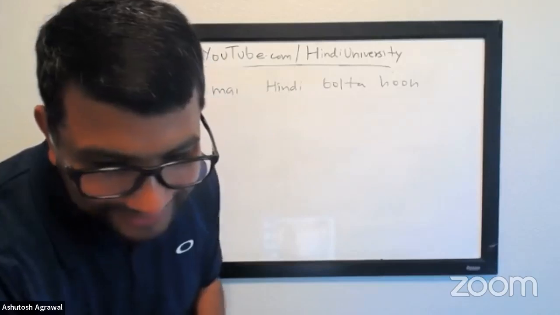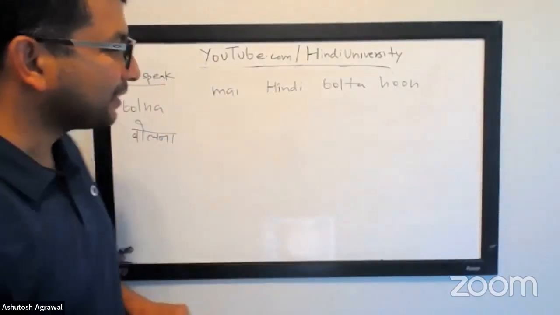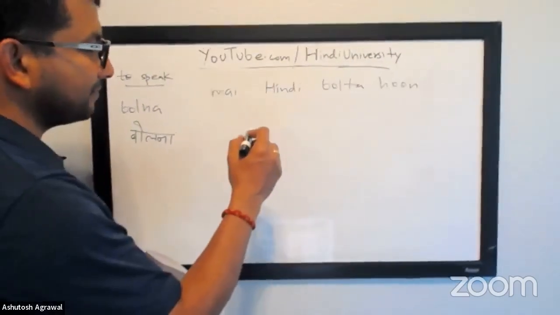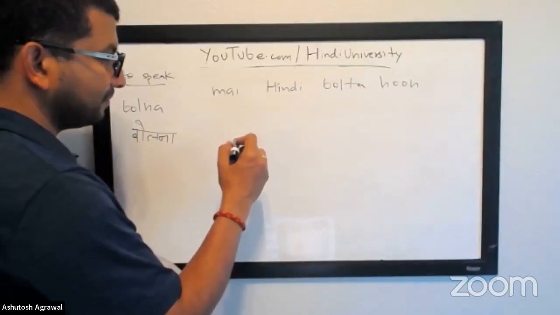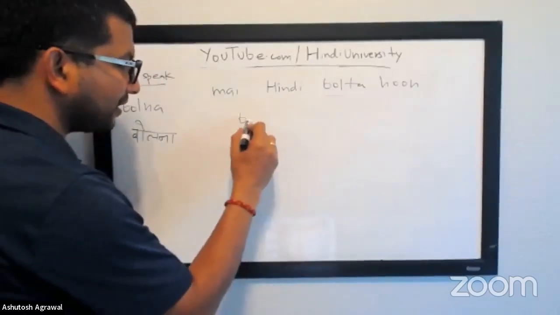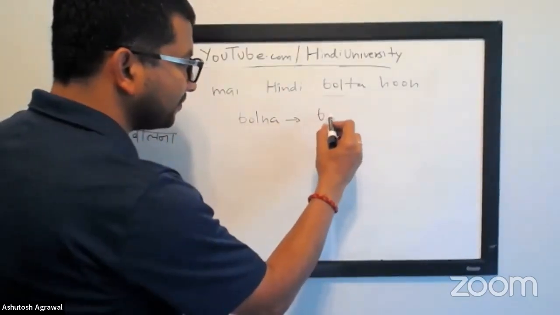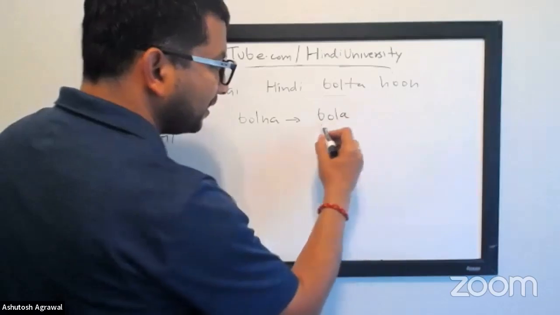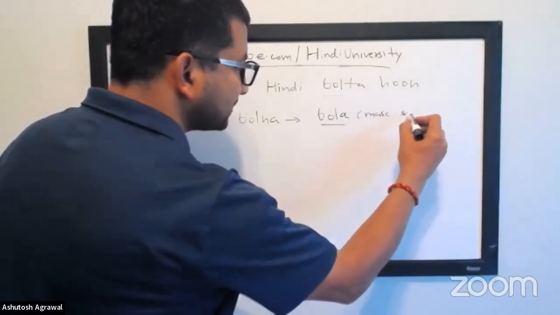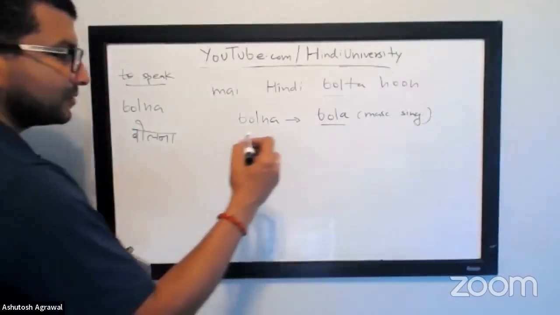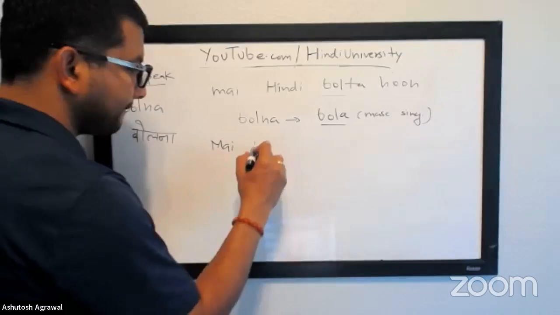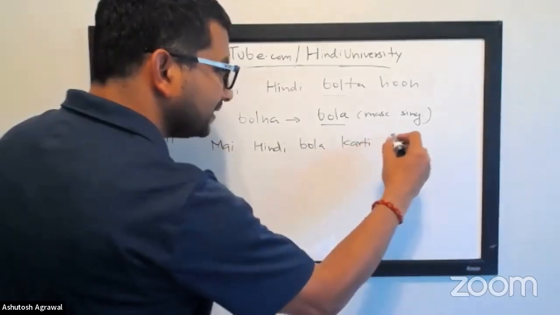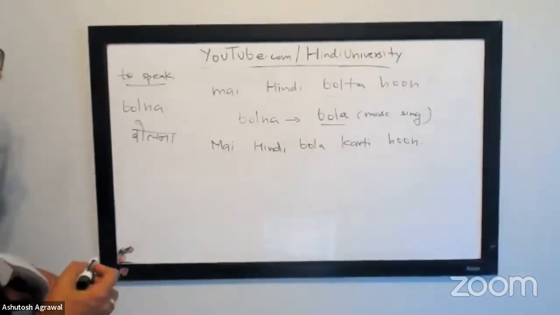Okay, you want to try it out? I know it's hard, but what you have to do is take the verb. So the verb is बोलना. In the past it would be, let me guess, बोला. बोला would be the perfective participle, masculine, right? So that would be मैं हिंदी बोला करती हूँ. Beautiful. मैं हिंदी बोला करती हूँ. Okay, I speak Hindi regularly.